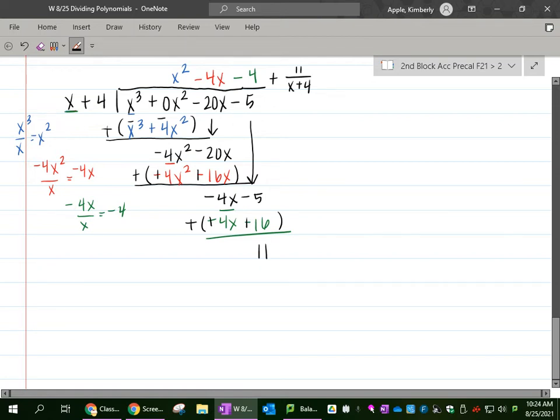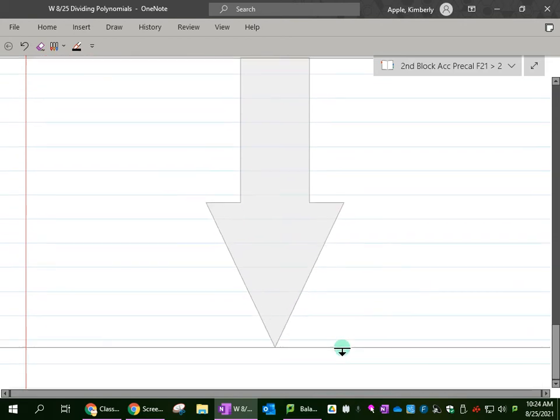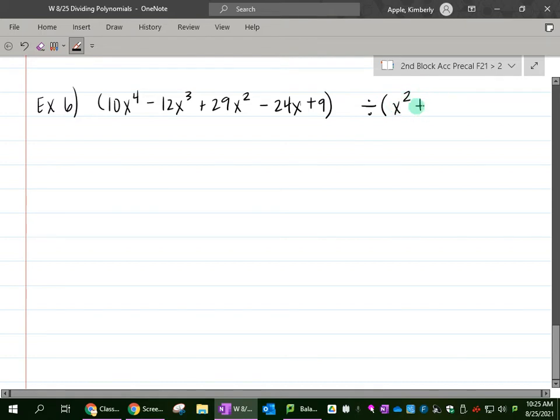All right, I'm going to do one more long division example, and it's going to have a missing power on the outside this time. With this one's number 6. So this one's over again. 10x to the 4th minus 12x to the 3rd plus 29x squared minus 24x plus 9 divided by x squared plus 2.